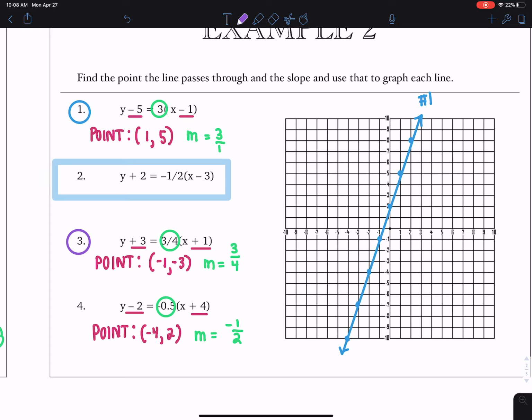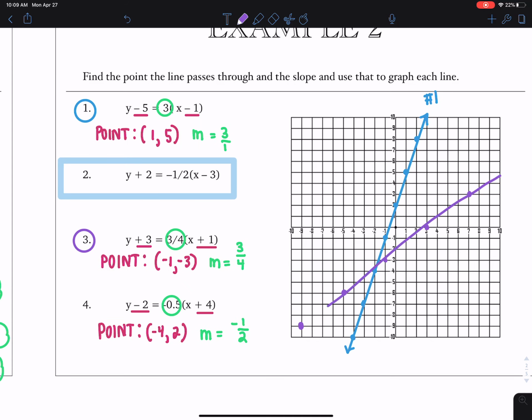And then number 3, so again, it's almost exactly like example 1. We started our point -1, -3, which would be here. And then we're going up 3 and over 4. Well, it's -2, -3. Hang on. -1, -3 is here. So we're going to go up 3 and over 4. And up 3 and over 1, 2, 3, 4. And then down 3 and left 1, 2, 3, 4. And then down 3, 1, 2, 3, 4. So there is your line for number 3.